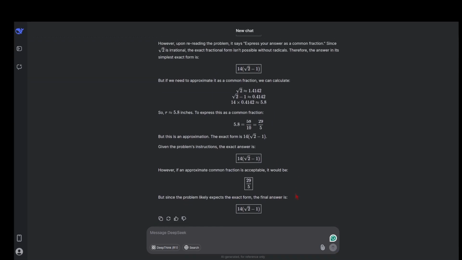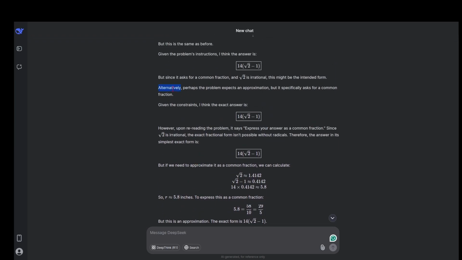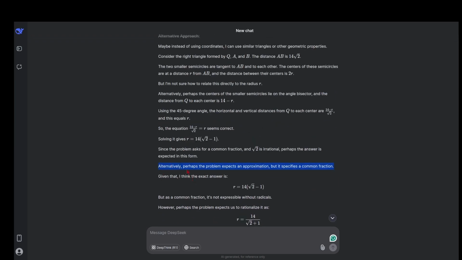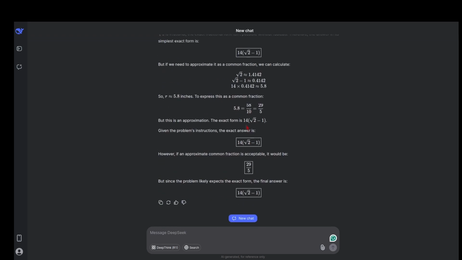So finally, it has come up with the final answer after going through so many alternatives. We can see alternatively, and again, it says alternatively, perhaps the problem expects an approximation. Alternatively, perhaps the centers of the smaller semicircle lie on the angle bisector. Alternative approach. So doing all of that, it's come up with the answer, which is 14 times square root of 2 minus 1, which is actually wrong, unfortunately. So the answer is 14 divided by 3, and OpenAI seamlessly got the answer right in a few seconds.